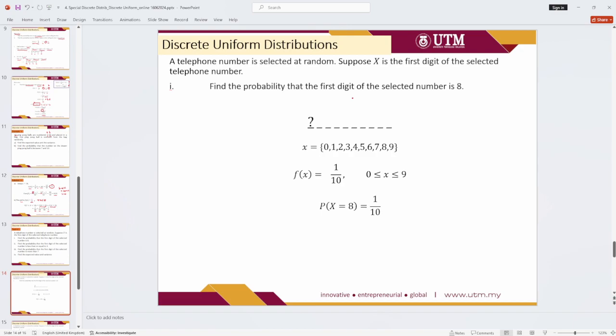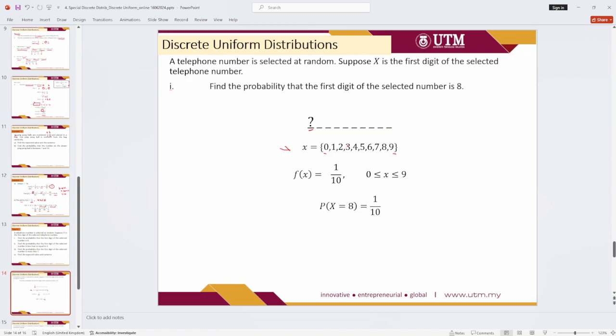literally any telephone number in the world, not just Malaysia, because Malaysia would be starting with 0, right? So that would be just 0. So I'm guessing this telephone number is for all telephone numbers in the world, so any number can start here. Okay? So it can be literally any number from 0 until 9. So values of x can be from 0 up until 9.